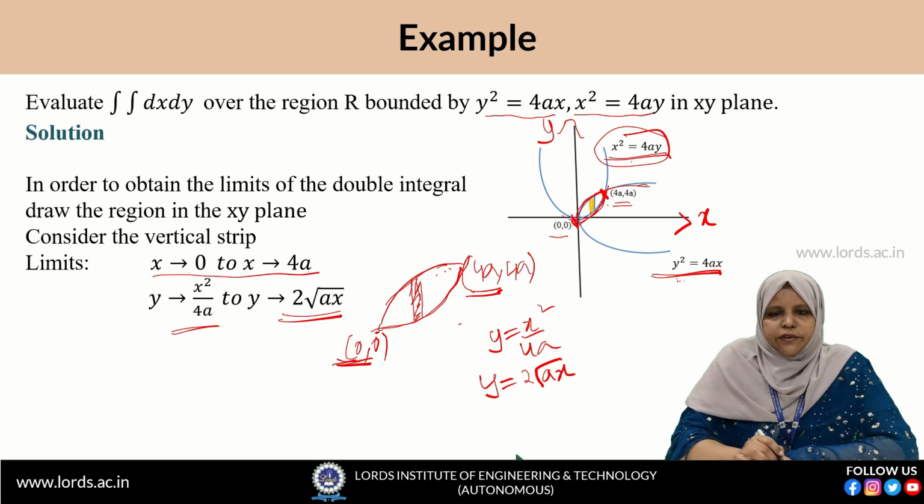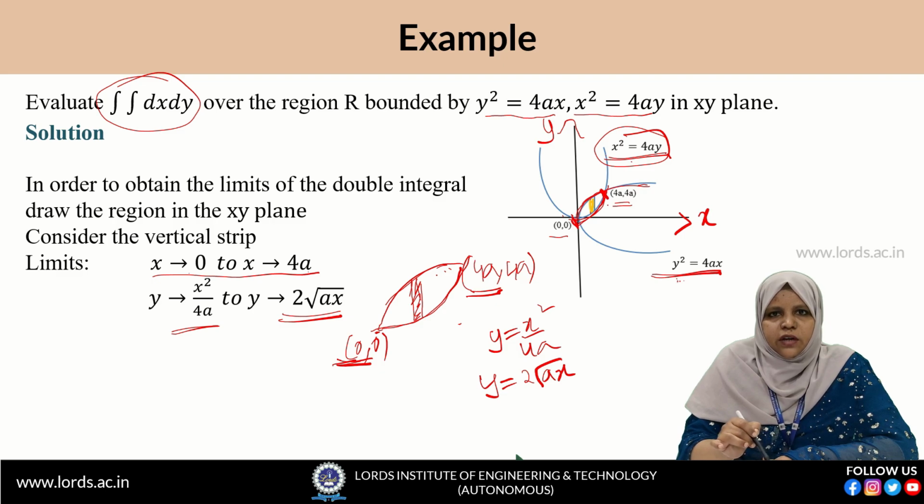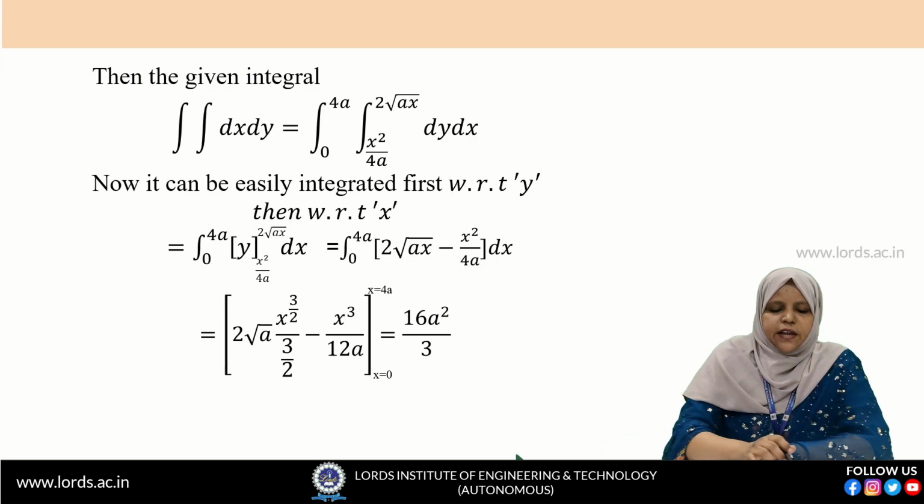After getting the limits of x and y, whatever the integral is given to us, that is the double integral dx dy, you just place the limits and decide with respect to which variable you are going to integrate it. See what kind of limits you have got. With respect to that, you decide with respect to which variable you are going to integrate first. As you see here, the limits of y are the functions of x. So it has to be integrated first with respect to y, then with respect to x.